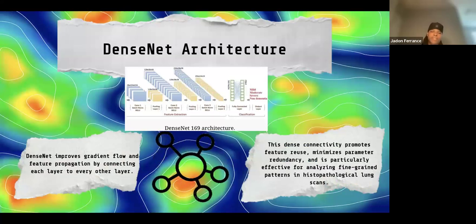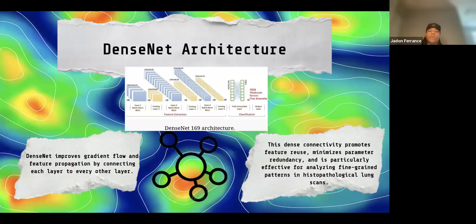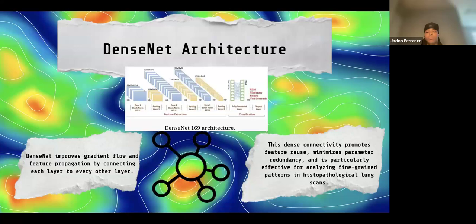DenseNet is able to connect each layer to all other layers, promoting efficient feature reuse and stronger gradient flow. This architecture is particularly effective in analyzing fine-grained visual patterns in histopathological scans while using fewer parameters than traditional networks.